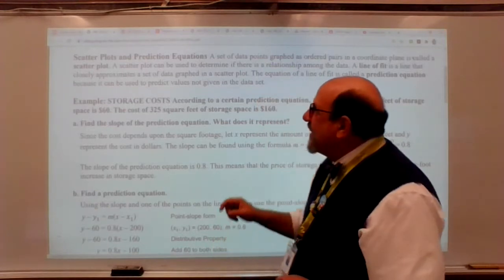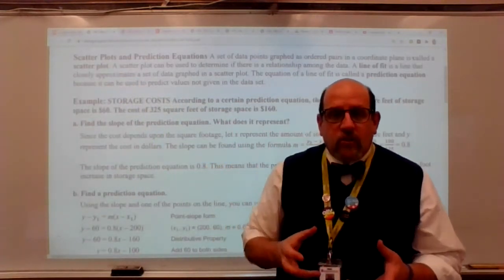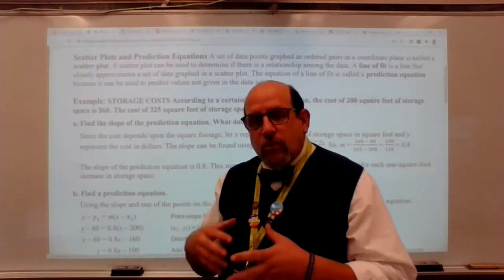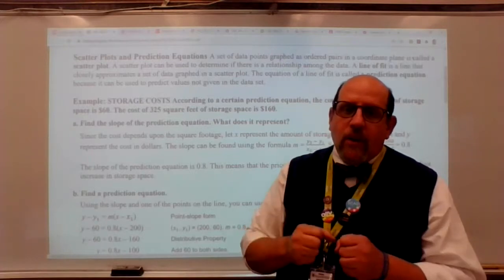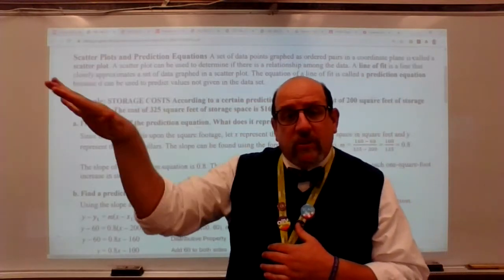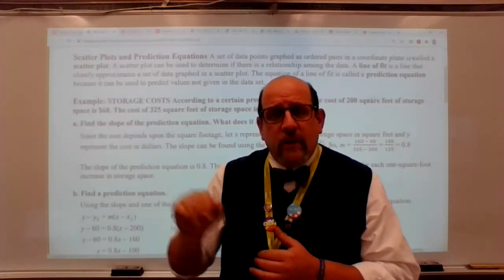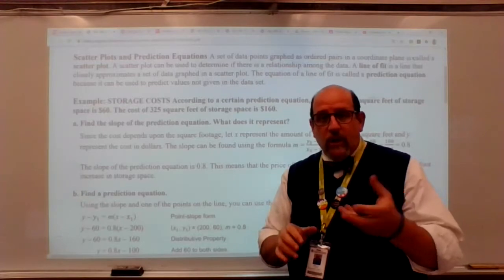Here we go. Scatter plots. So scatter plots and lines of regression. Actually, what we're going to do is create some scatter plots, and go ahead and figure out where that line of best fit is, and we're going to be able to predict what's going to happen in the future, possibly, because it never works, right?